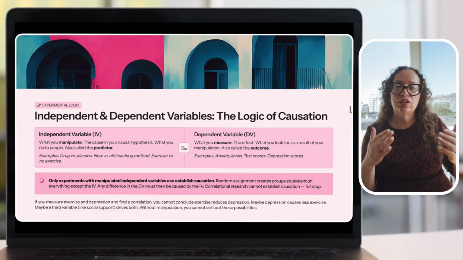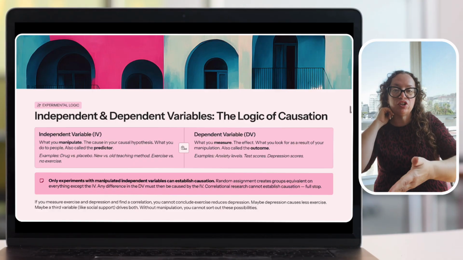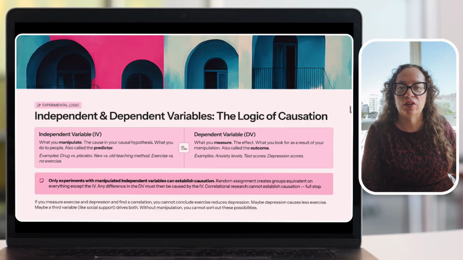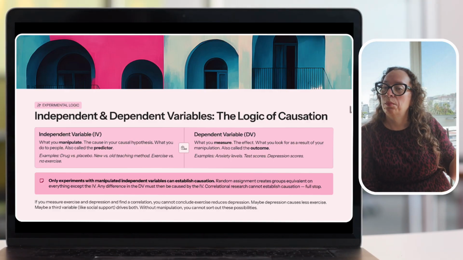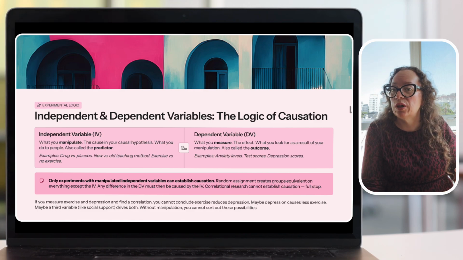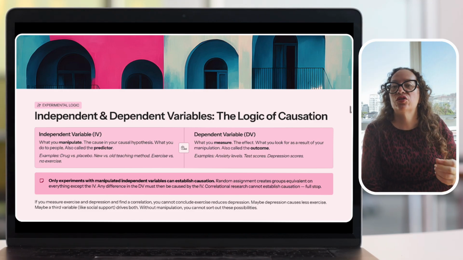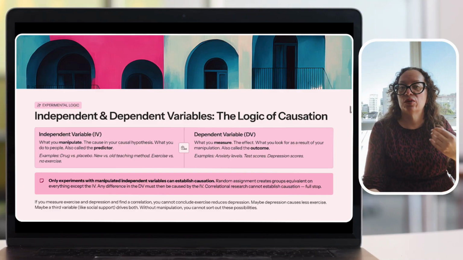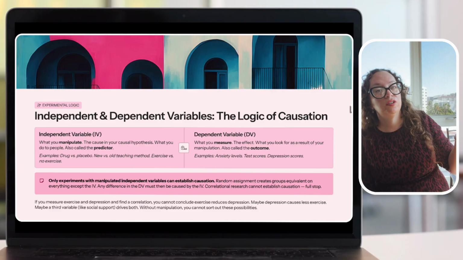You want to test whether a teaching method improves learning. Another example. The independent variable is the teaching method. You expose some students to the new method and others to the old method. The dependent variable is learning. Test scores, maybe. That's what you measure. You want to test whether exercise reduces depression. Okay. The independent variable is exercise. You have some people exercise and others not. The dependent variable is depression scores.